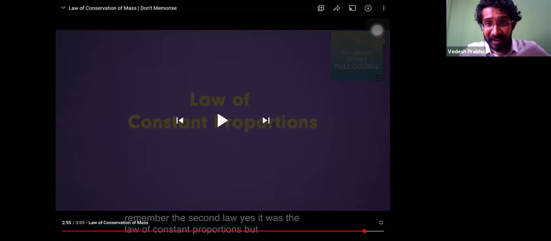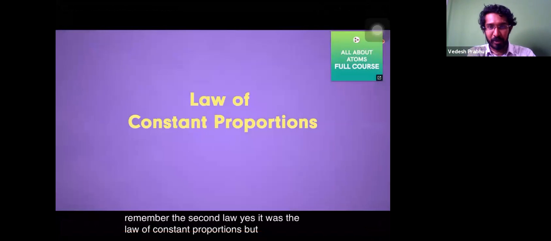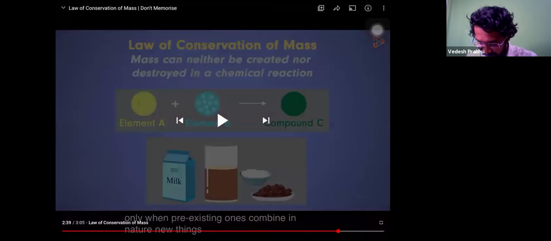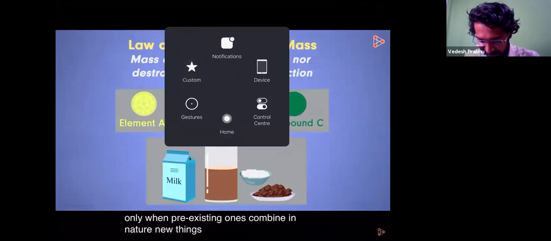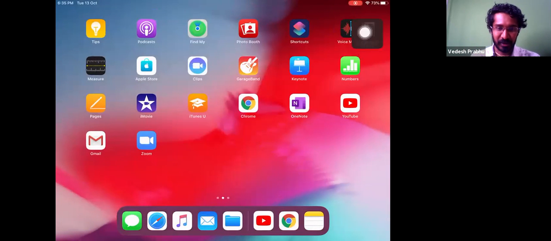So we will learn about the law of constant proportion next. The first one is what I wanted you to understand, that is the law of conservation of mass. The total mass of the reactants is always going to be equal to the total mass of the products. Only this much, if you know, is more than sufficient.